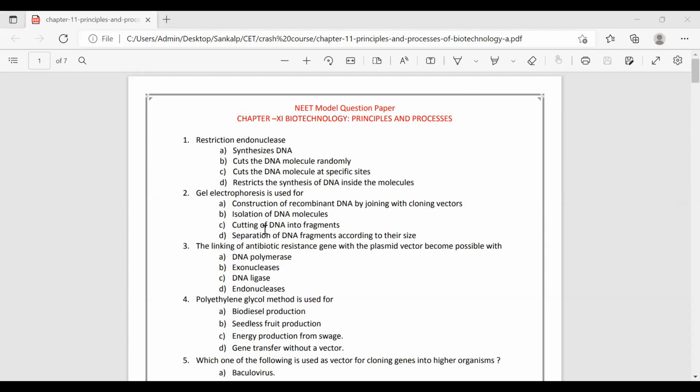Okay. Then third question. The linking of antibiotic resistance gene with the plasmid vector becomes possible with, I repeat, the linking of antibiotic resistance gene with the plasmid vector becomes possible with option A, DNA polymerase, option B, exonuclease, option C, DNA ligase, option D, endonuclease.